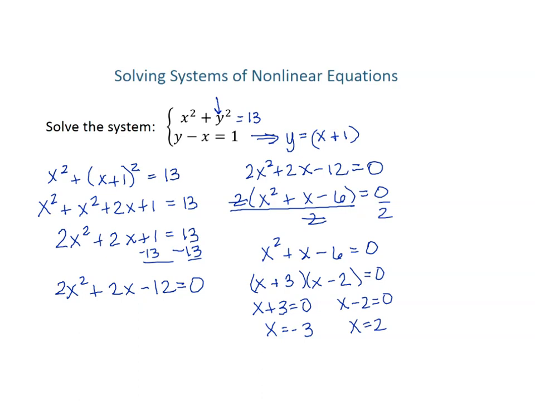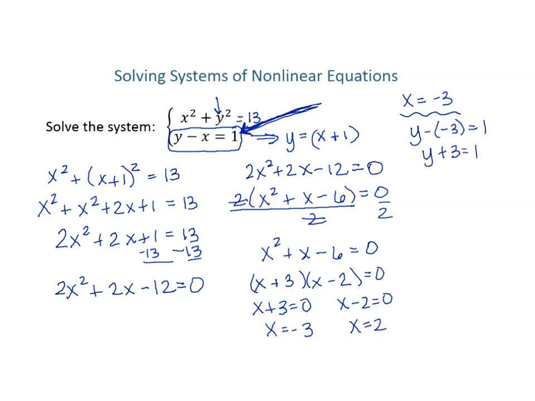And as always, we have to plug back in to find y. So I'm going to use this equation because it's a lot easier. So for the first one, let's do x equals negative 3 first. We're going to have y minus negative 3 equals 1. Right? I'm using this equation right here. I'm plugging back in. So then that would give me y plus 3 equals 1. So y, subtract 3 from both sides, is negative 2. So here's my first point, negative 3, negative 2.